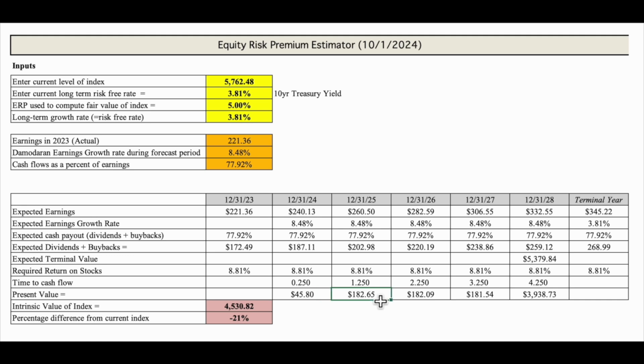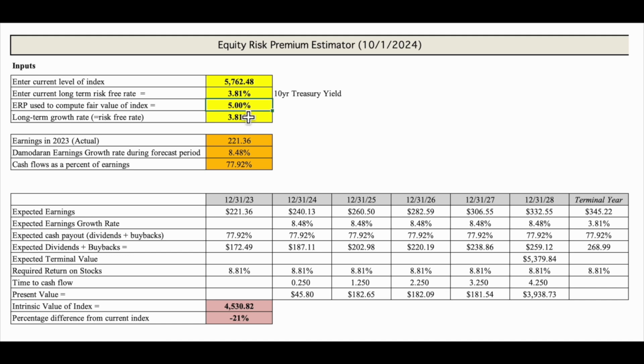In 2025, we get the whole cash flow. It's discounted back a year and a quarter to get to the present, all of 2025 plus the 3 months of 2024. And we proceed in that fashion and discount all the future cash flows. We then add up all those discounted future cash flows to get an estimate of the fundamental value of the S&P 500, which here works out to be 45.3082. But that's just based on the plug that I had in there of 5%.